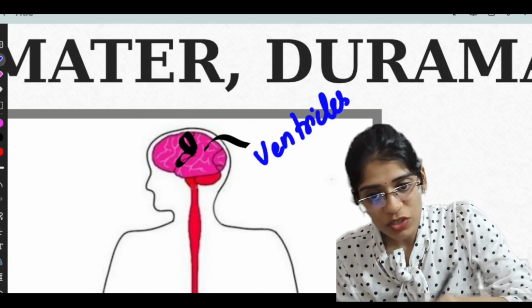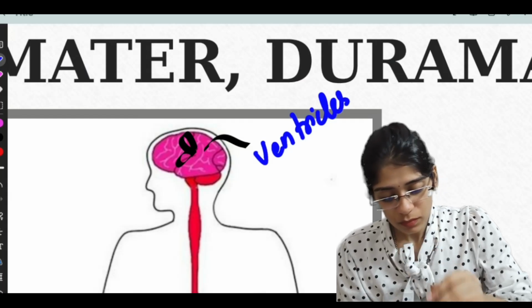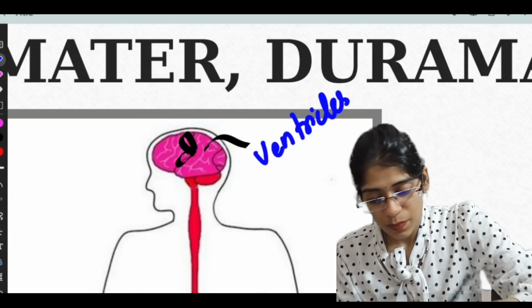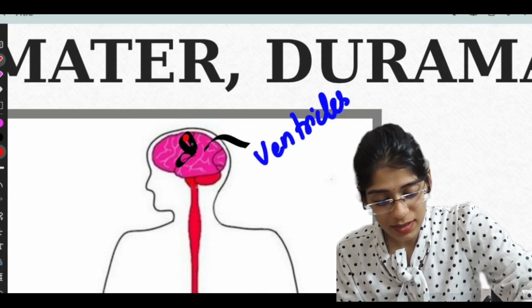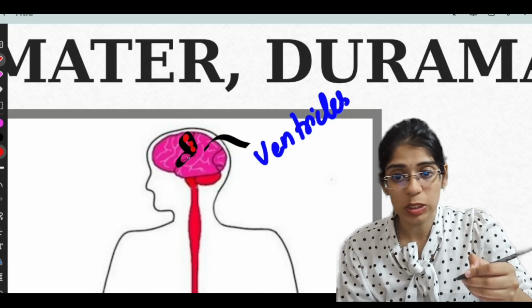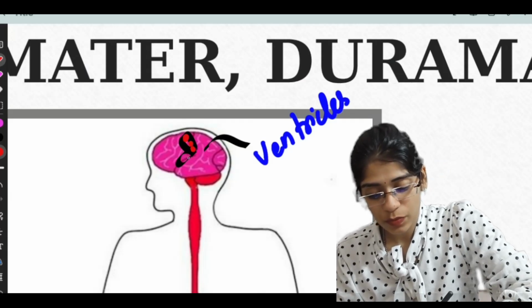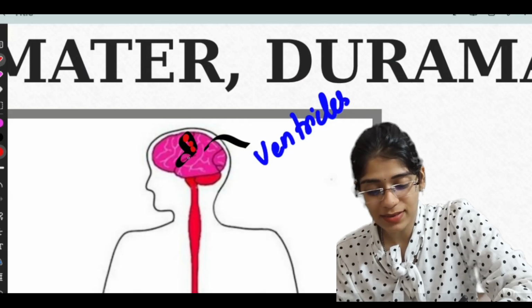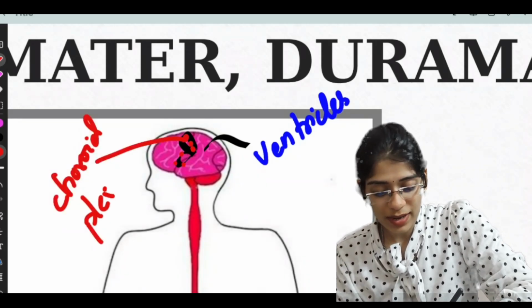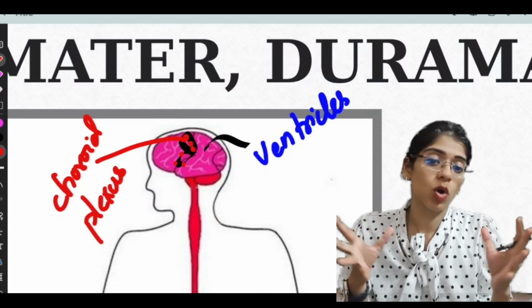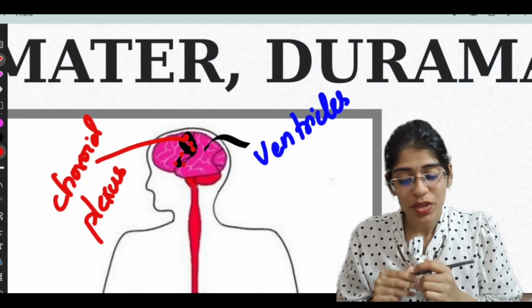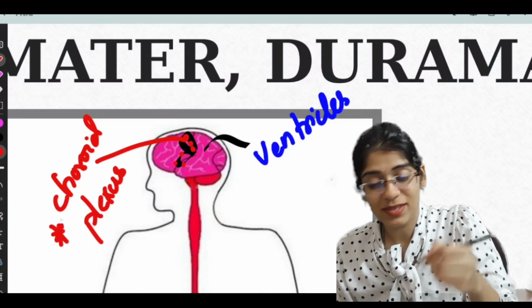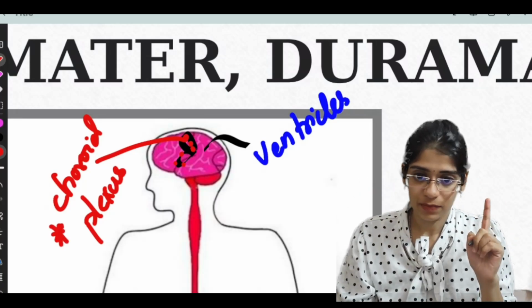Ventricles. So I've just drawn two ventricles here. Now in the ventricles, there is a network of blood vessels called the choroid plexus. What is it, guys? In the ventricles, there is a network of blood vessels called the choroid plexus. Now this choroid plexus produces CSF.